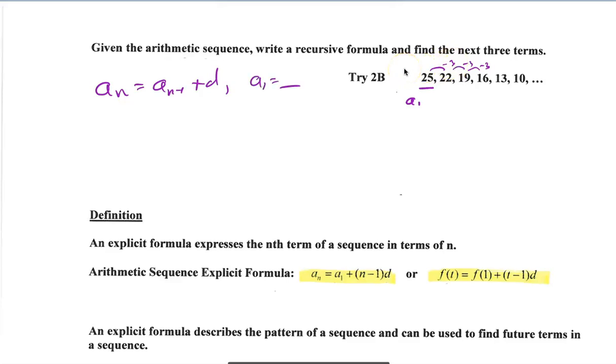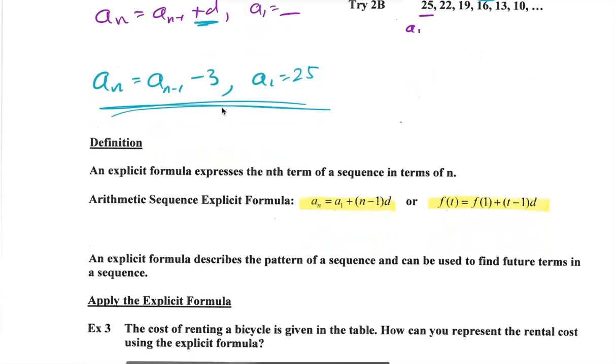So in this case, our common difference, our D, is negative 3. We're going down 3 each time. So my formula is going to be AN equals AN minus 1 minus 3. But I do need a starting point, and our starting point is 25. So we're going to say A1 equals 25. And that's how I can get this pattern, because it'll be 25 minus 3, which would be 22 for A2, and then minus 3 would be 19, and so on. So that's the starting value.